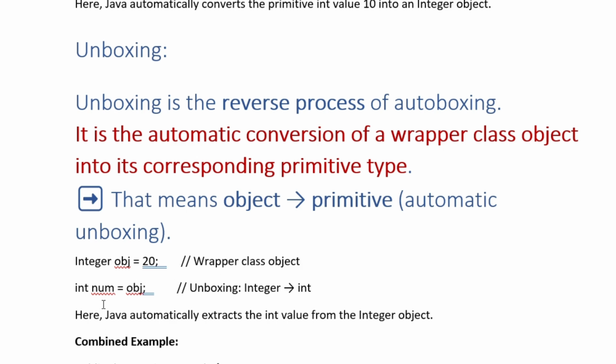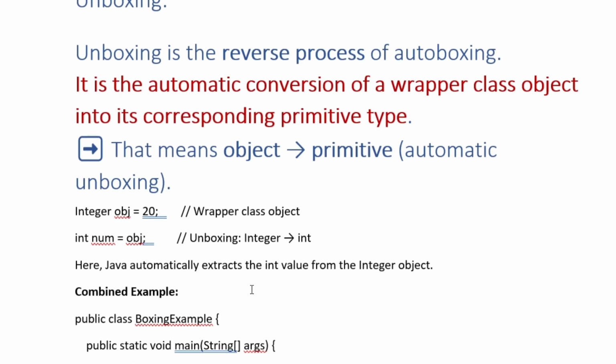Now int num equal to obj. Int is the primitive data type. Num is the variable equal to obj. Now the value of object obj, 20, will be stored in the variable num. Here Java automatically extracts the int value from the Integer object. The Integer object is 20. It extracts the value and stores it in the int variable num. Now value of num is 20. It automatically extracts the value and stores it in the int data type.